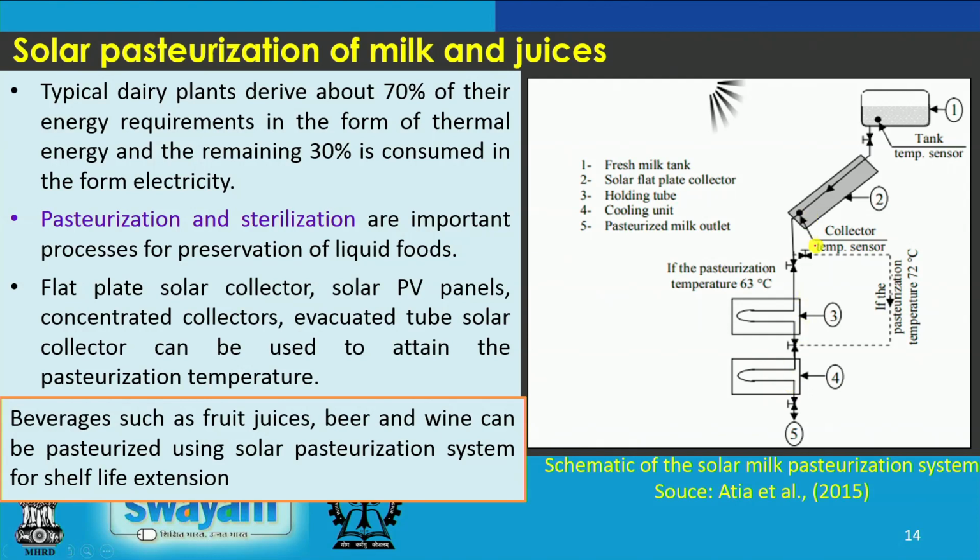If sufficient temperature has been reached at the collector outlet, then the milk can be passed directly to the cooling unit, from where the pasteurized milk can be collected. This is a typical example of the solar milk pasteurization system, which can be effectively used for other liquid food products to get them suitably pasteurized.